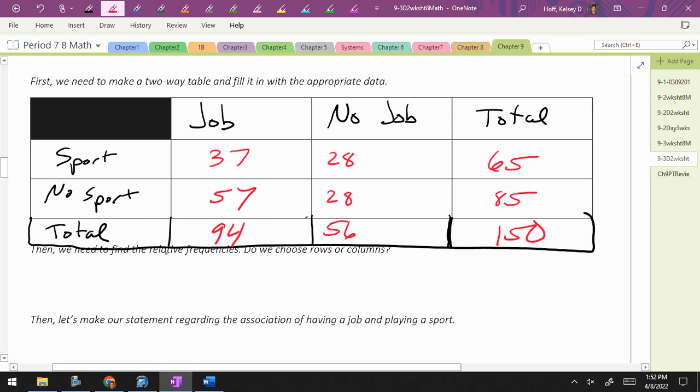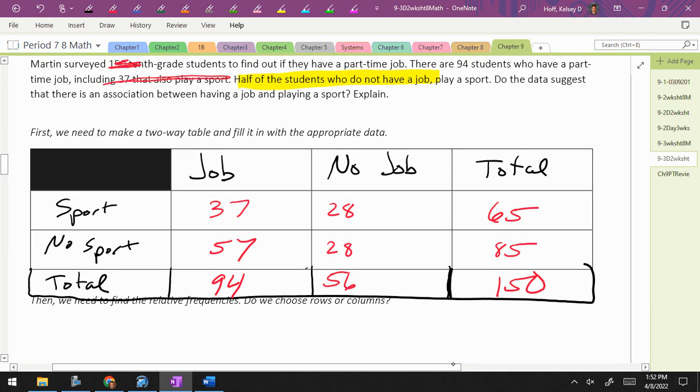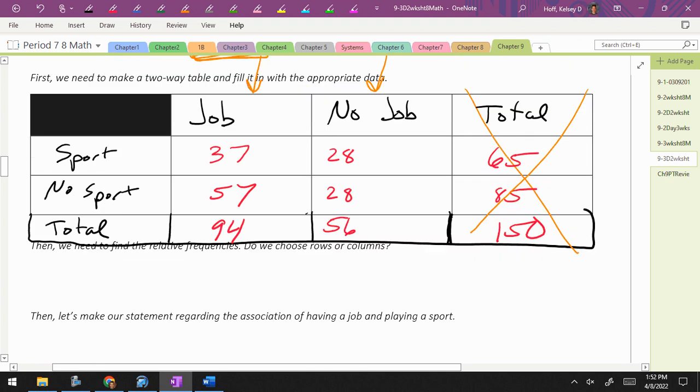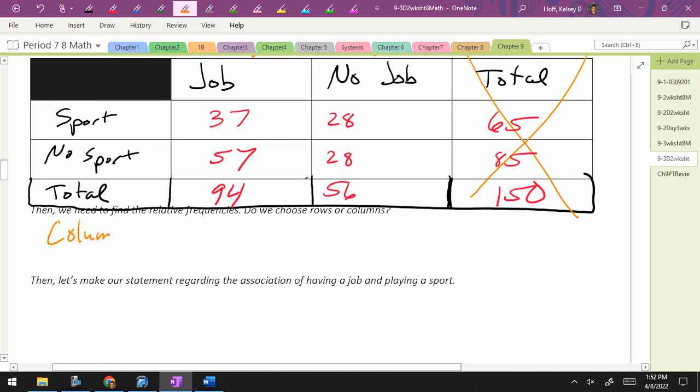So it says, then we need to find the relative frequencies, but should we choose rows or columns? This is where we have to go back to the sentence where they asked us the question: association between having a job and playing a sport. Whatever they talk about first is going to determine whether we go rows or columns. For us, having a job is rows or columns? Columns. So in our case, we are going to calculate by column, because jobs came first. Whatever they talk about first will determine whether you go by columns or by rows.